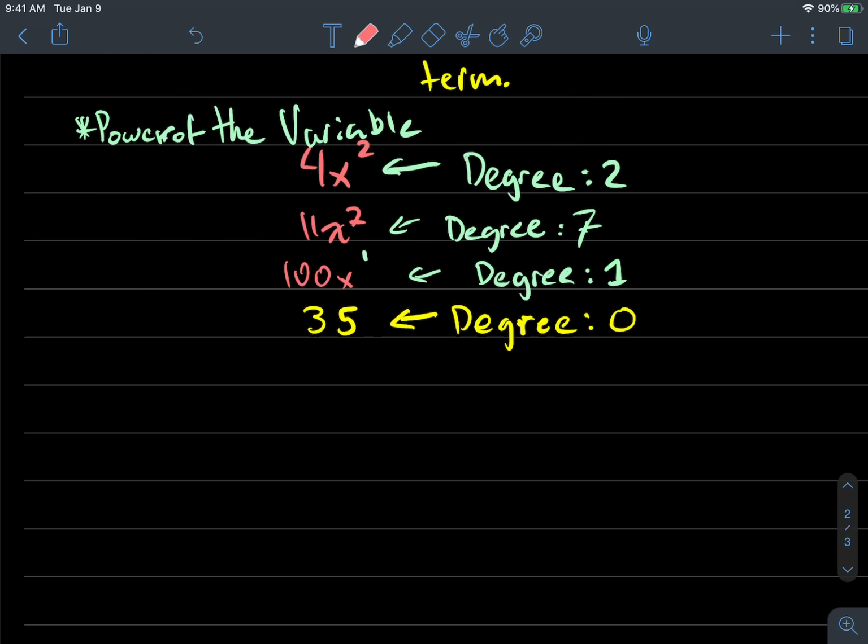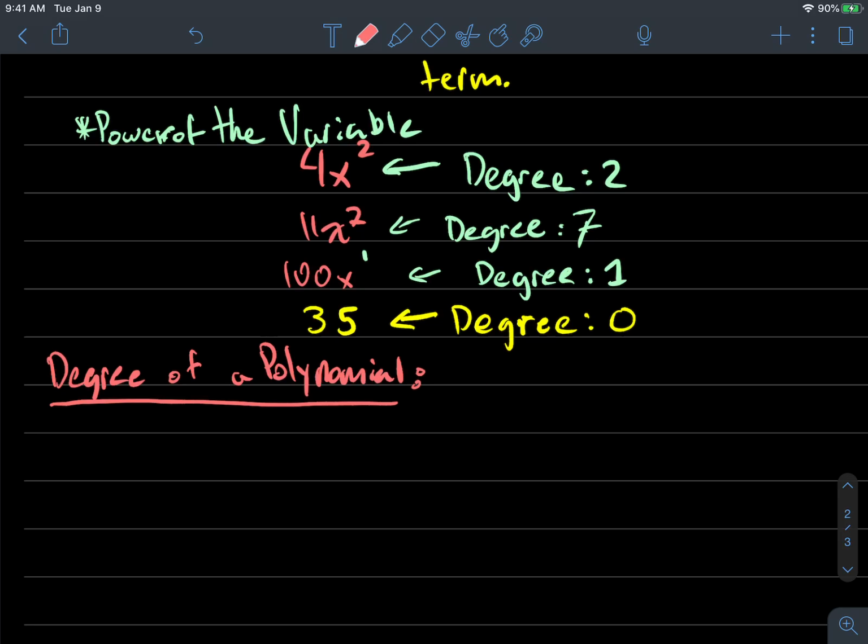All right. Let's see. Degree of a polynomial. That is very simple. The greatest degree of any term in the polynomial.